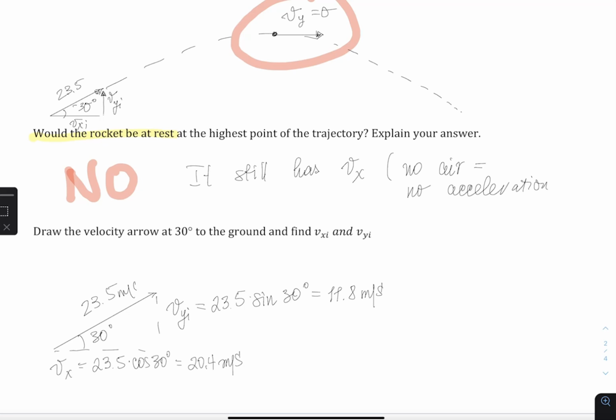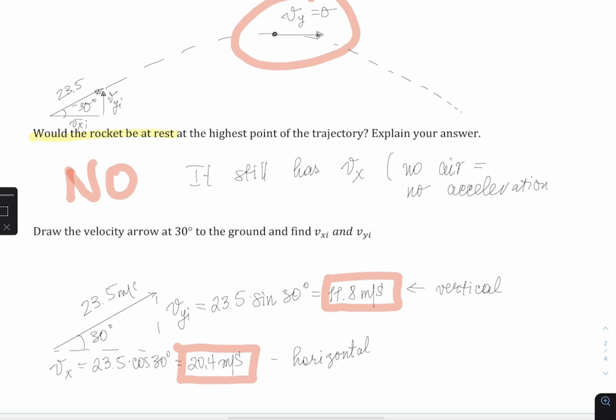So that would be our two velocities, and you have to distinguish between them. This is x. I mean, this is y, and this is x. So this is vertical, and this is horizontal.